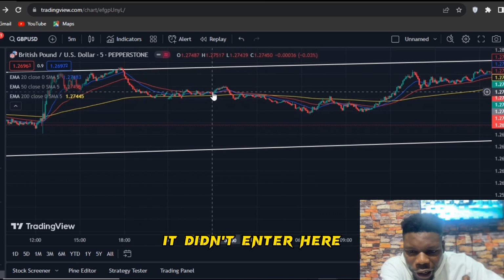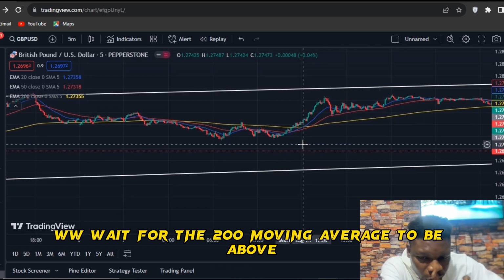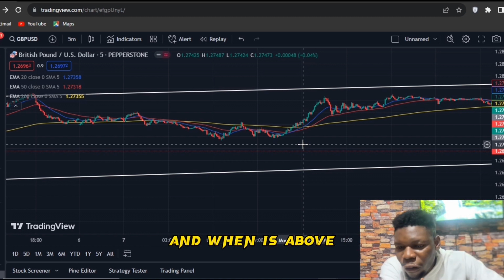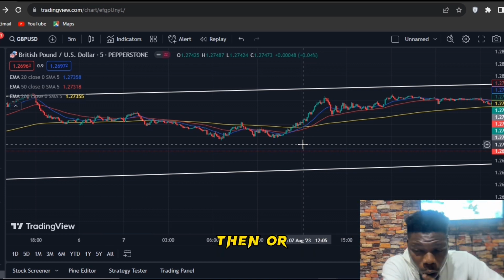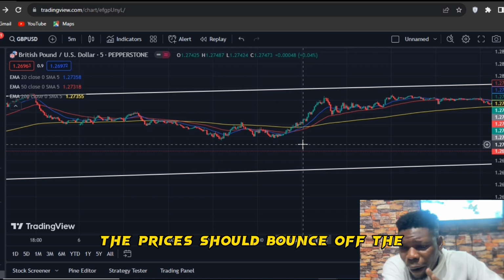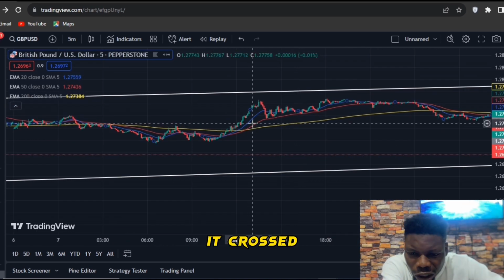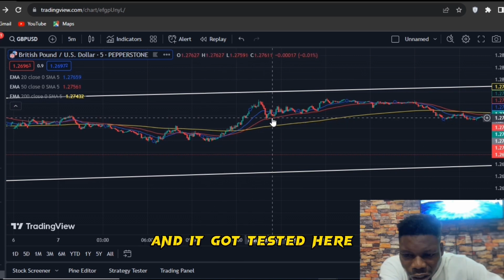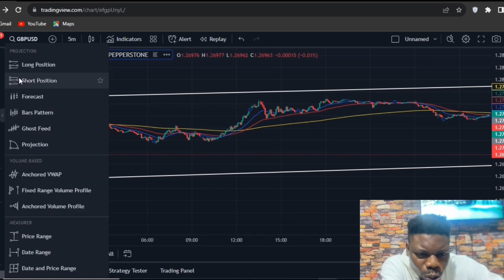We couldn't enter here, then it came down. Wait for the 200 moving average to be above both indicators, and when it's above, we must see the red and blue cross themselves upward, or the price should bounce off the 50 moving average. Let's see what happened here. It crossed below here, so we can't enter, and we have to wait for a retest. It got tested here, then we enter for our long, just 1 to 2 risk reward.